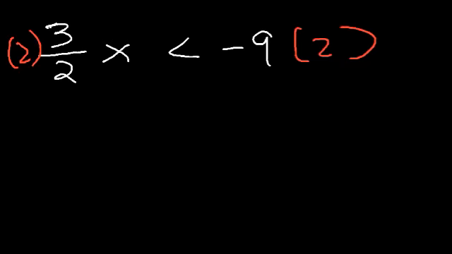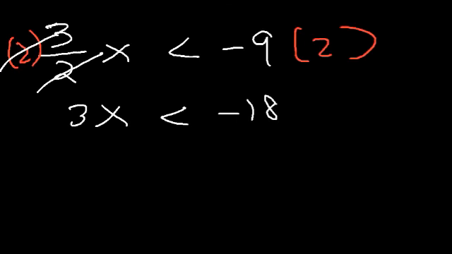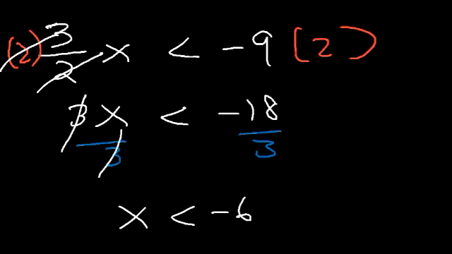So looking at the left side, 2 times 3 over 2 is 3. The 2's will cancel. You can also say 2 times 3 is 6. 6 divided by 2 is 3, so you still end up with 3. On the right side, negative 9 times 2 is negative 18. So now all we got to do is divide both sides by 3. So x is less than negative 6. And in interval notation, that means x is between negative infinity and negative 6, but it doesn't include negative 6.